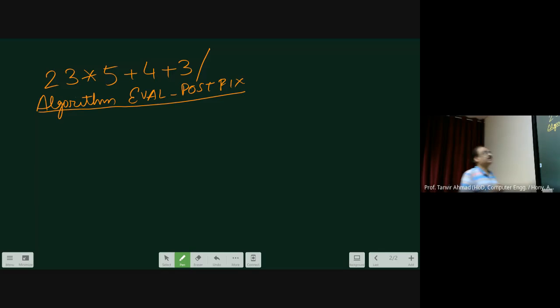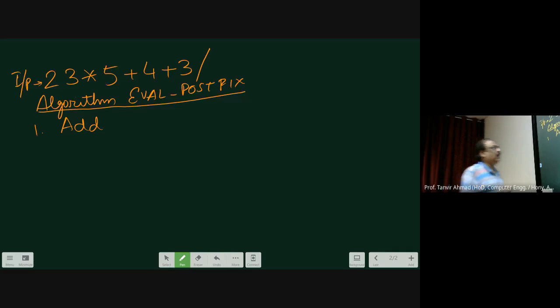Now, if this is the expression I am getting, first of all, let us see. Now this is the input. Once I write the algorithm to convert infix to postfix, and then I evaluate this postfix, I will get the answer.